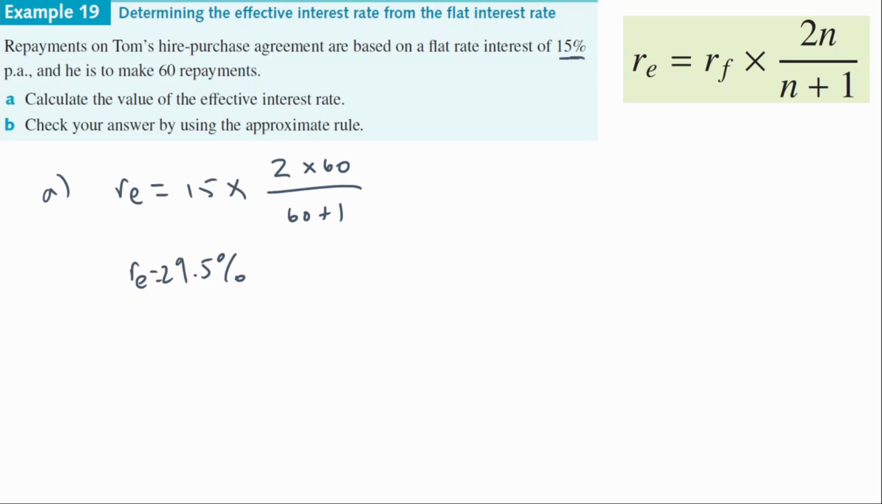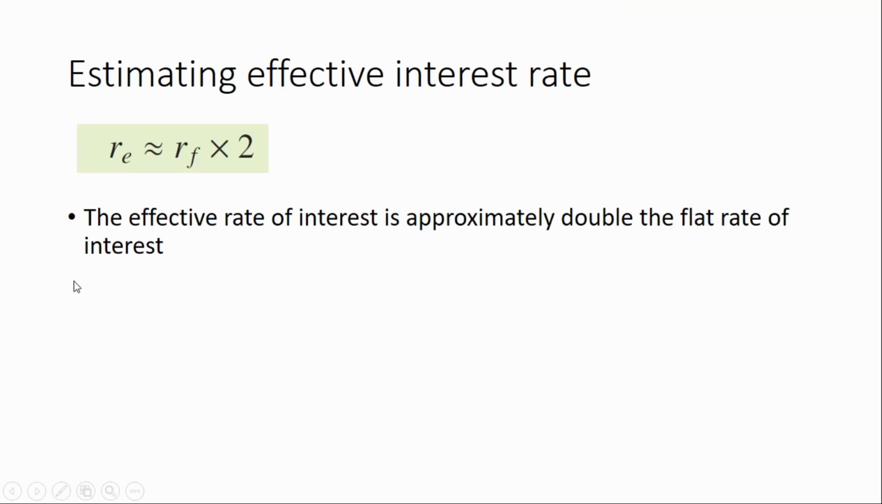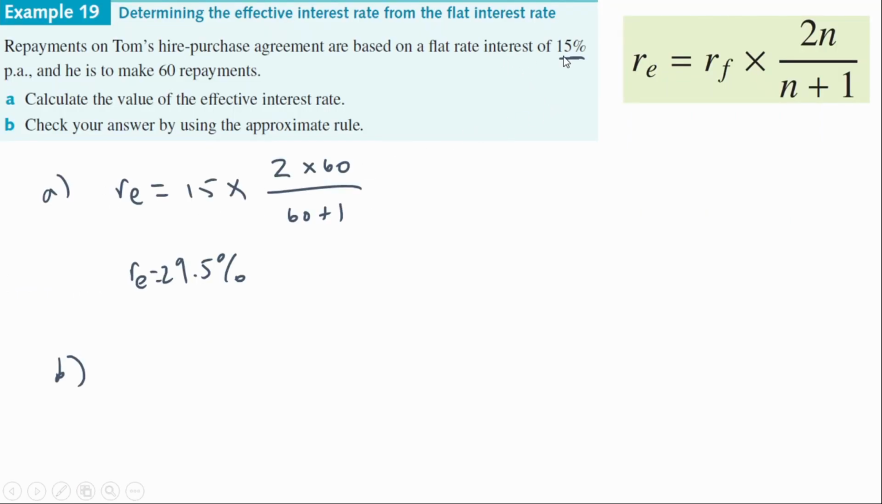And next part, just check your answer by using the approximate rule. So once again, RE is approximately double our RF value. RF is 15, 15 times 2 is 30, and 30 is pretty close to 29.5. So we know our effective interest rate is most likely going to be correct.